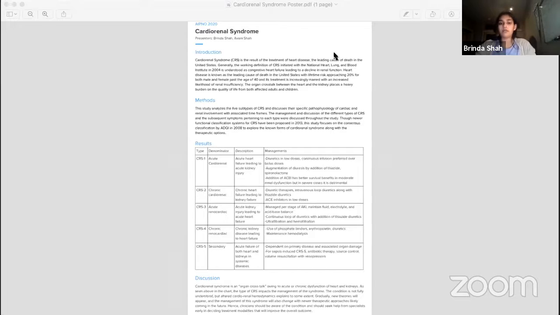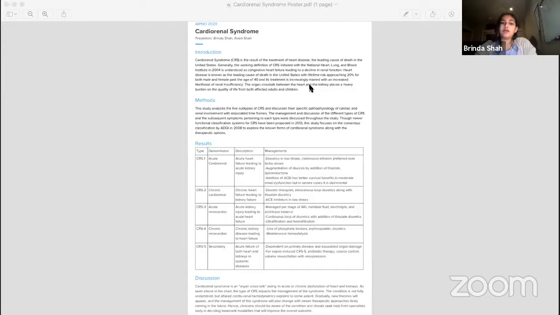Hello. Today, the topic we've chosen to present is cardiorenal syndrome. This is a condition that occurs as a consequence of the treatment of heart disease. The working definition for this is a decline in renal function due to congestive heart failure. This study discusses the 5 subtypes of CRS and their individual symptoms and possible managements for each type.